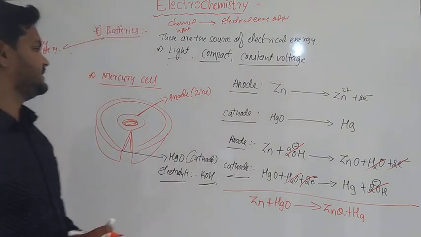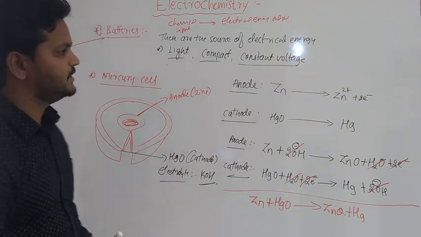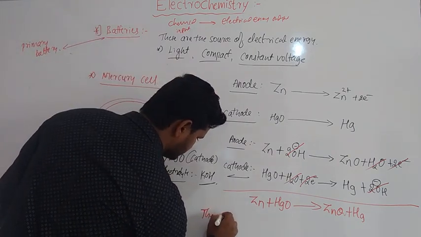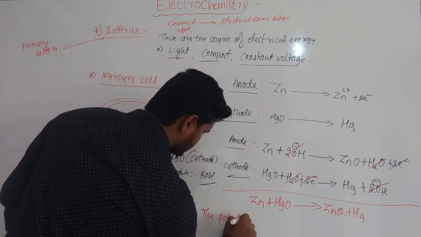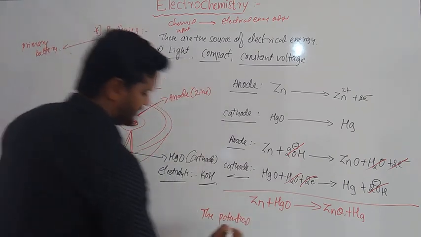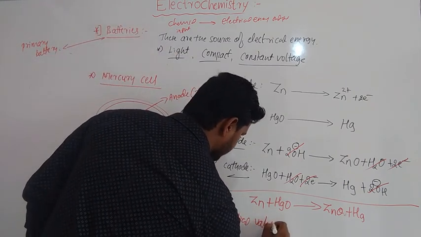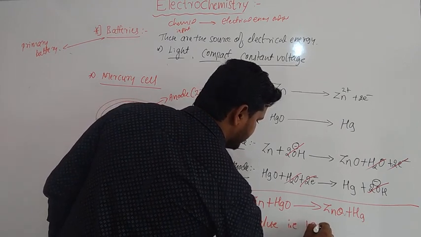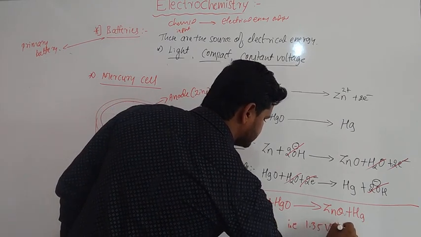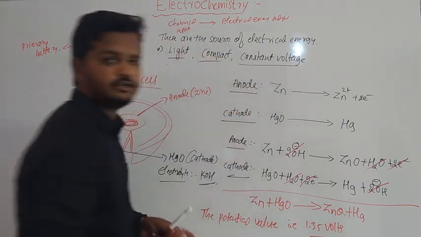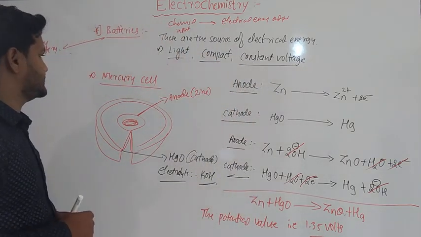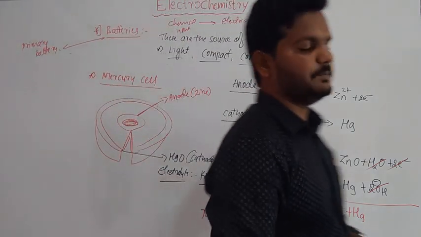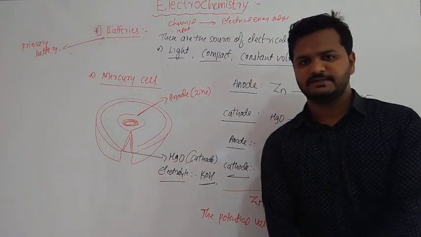And mercury cell has a potential value, that is 1.35 volt. The battery has a potential value, that is 1.35 volts. So this is about mercury cell. And dry cell and mercury cell, these two are the examples of primary batteries. Take it.